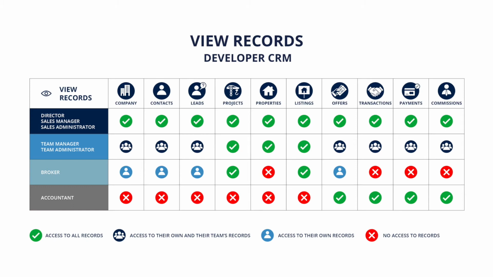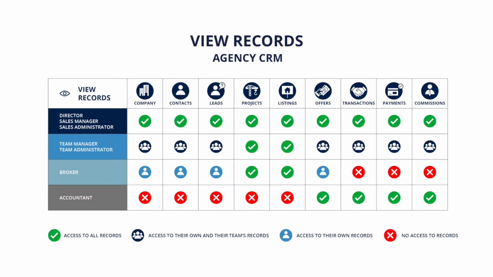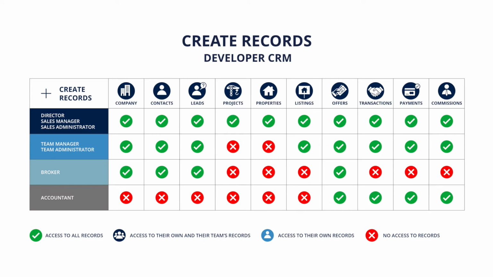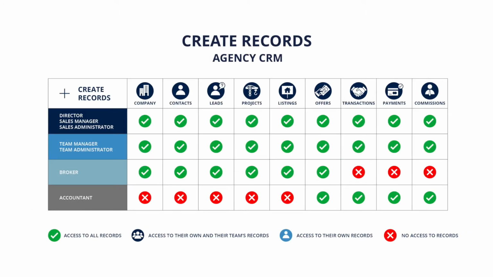The exception to these rules is that every profile, except accountant, can view all listings and project records. Also, the broker profile does not have access at all to the transaction and related modules of payment that the internal broker and accountant have. There are differences between the developer and agency CRM when it comes to records of projects, properties, and listings, and these tables highlight the differences. These tables can also be found in the screenshots accompanying this video on our website.